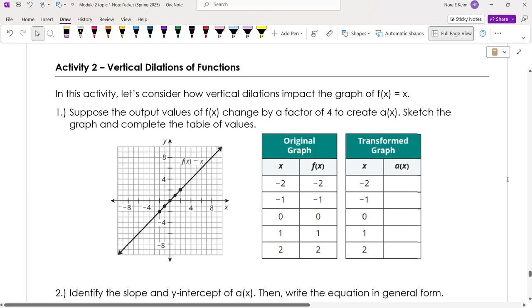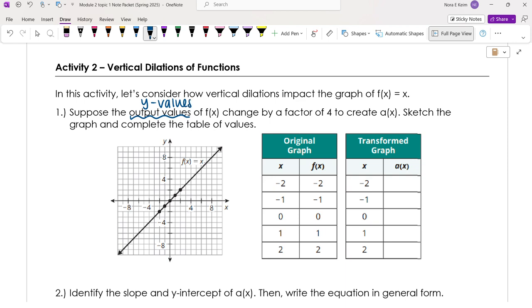Dilations. So consider how vertical dilations impact the graph of f of x equals x. Suppose the output values of f of x change by a factor of 4 to create a of x. Sketch the graph and complete the table of values. If the output values, that's talking about our y values, change by a factor of 4, that means they get multiplied by 4.